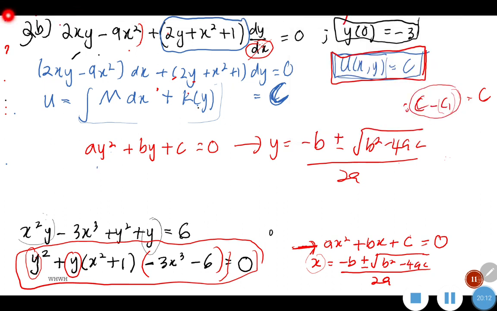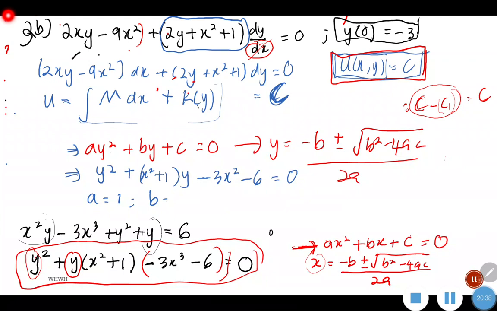So maknanya kita ada y square, okay, plus with x square plus 1, everything times with y, and then plus with, sebab tak ada plus ni, kita jadi minuskan terus, 3x square minus 6 equals to 0. So by comparing this equation with this equation, then you can easily figure out a is equals to apa? A sama dengan 1, b sama dengan apa? B sama dengan x square plus 1, and C is equals to negative 3x square minus 6. Okay, 3x square minus 6.